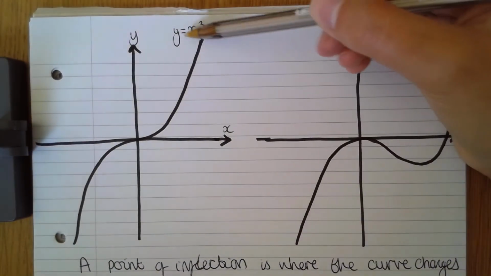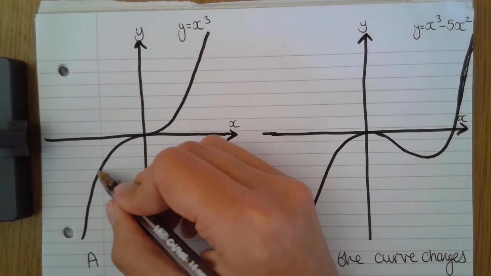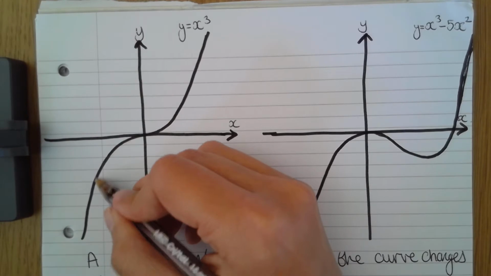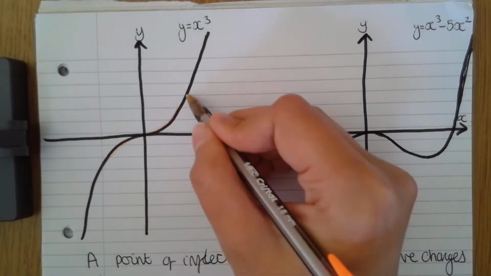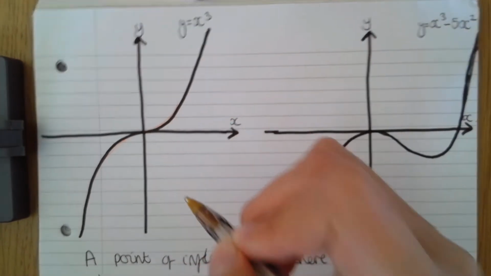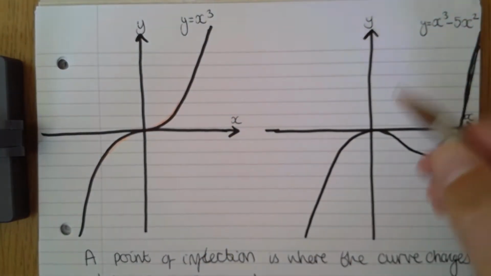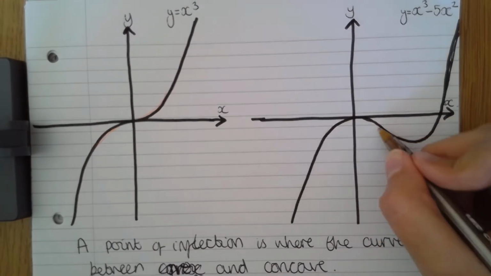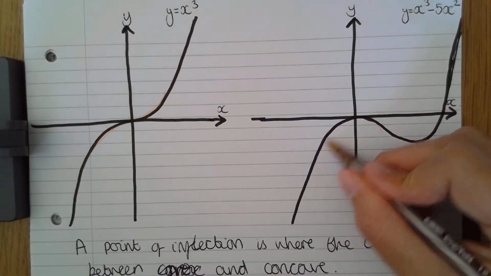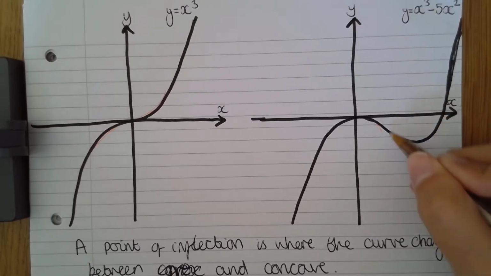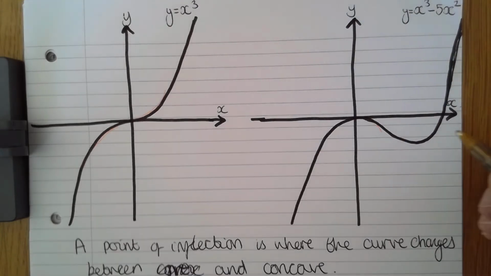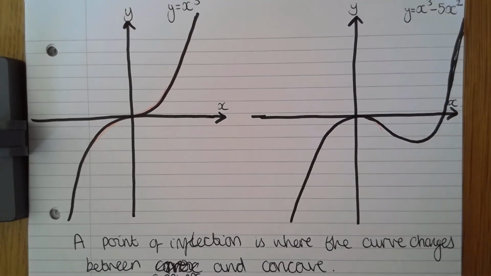So we can see in the graph on the left, we have y equals x cubed. So here, it's starting to be concave, but then over here, it's starting to be convex. So in the middle somewhere is a point of inflection. Over here, this part of the graph is concave, and here, this part is convex. Okay, so somewhere in the middle, there must be a point of inflection where it changes between the two.